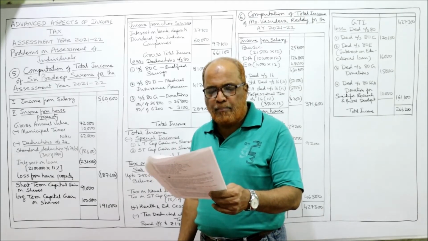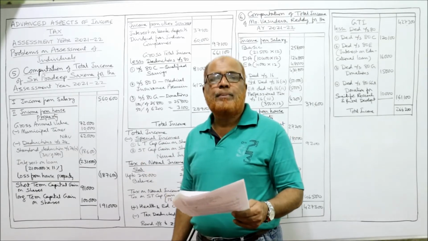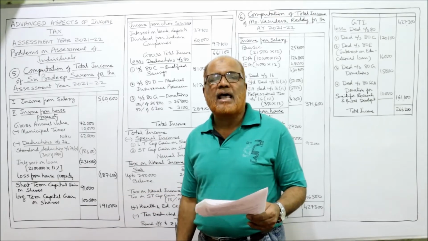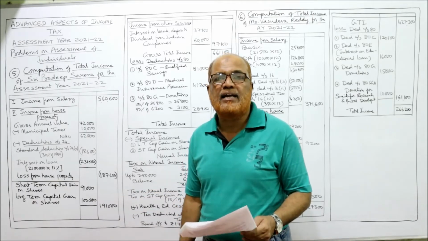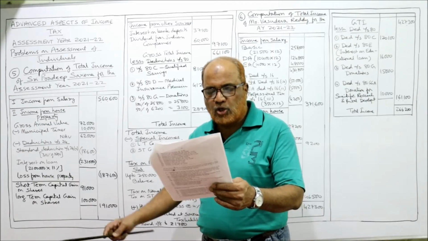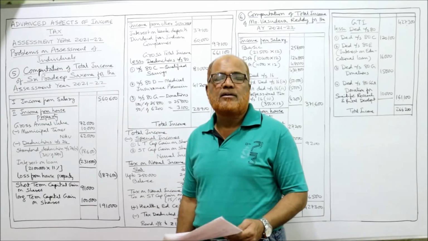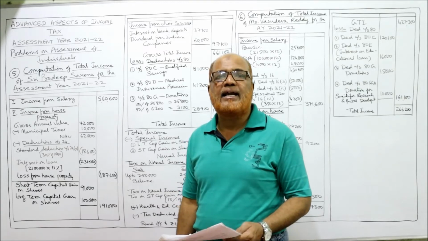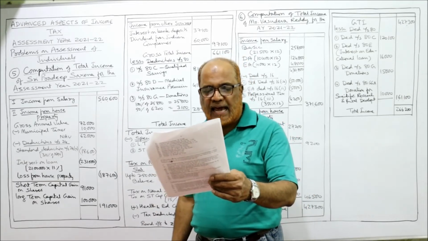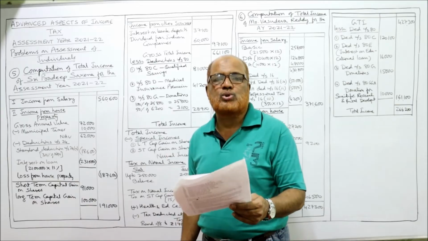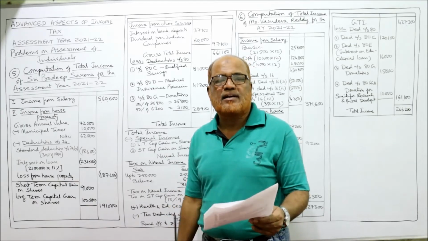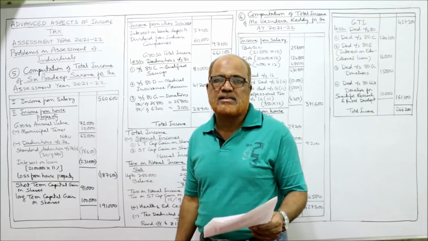Then premium paid on mediclaim. Premium paid on mediclaim is allowed as deduction under section 80D. Then donation to Prime Minister's National Relief Fund and donation to Sri Ramakrishna Mutt. So these are deductions allowed under section 80G. Last one, tax deducted at source, TDS. This tax deducted at source will be deducted from tax liability.